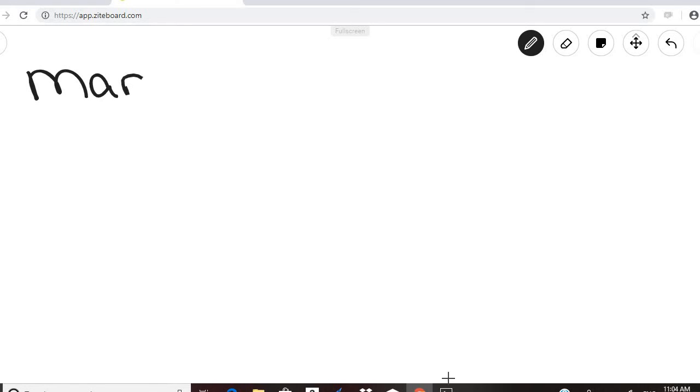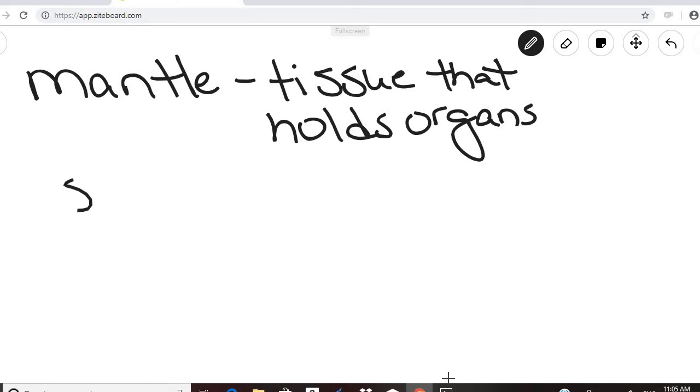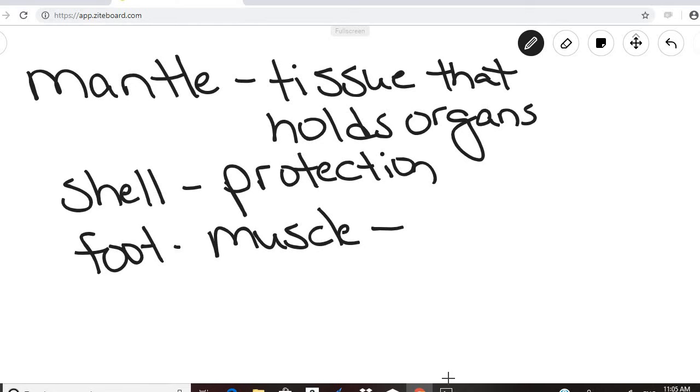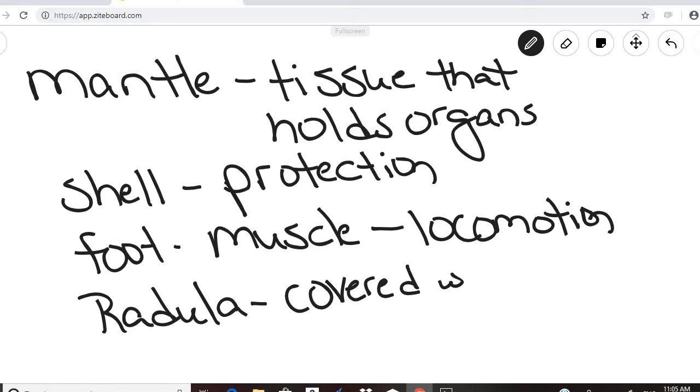They have a mantle, which is a tissue that holds the organs. Then they have a shell, and as you can probably imagine, that shell is for protection. They have a foot, and the foot is a muscle that is used for locomotion or movement. And then they have a structure that is called a radula, and the radula is covered with teeth, and those teeth are used to scrape food into their mouth.